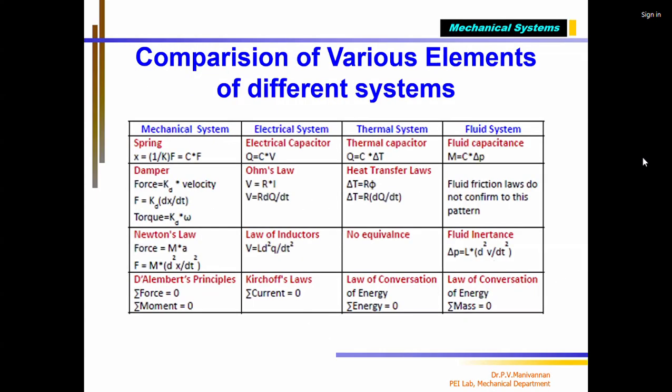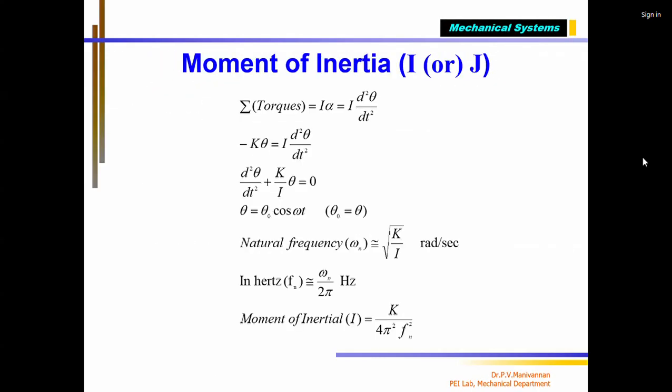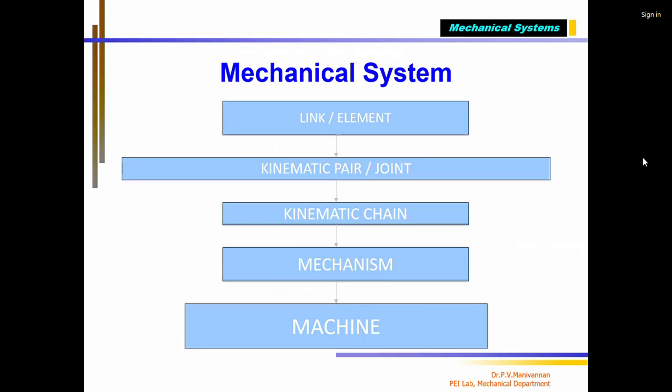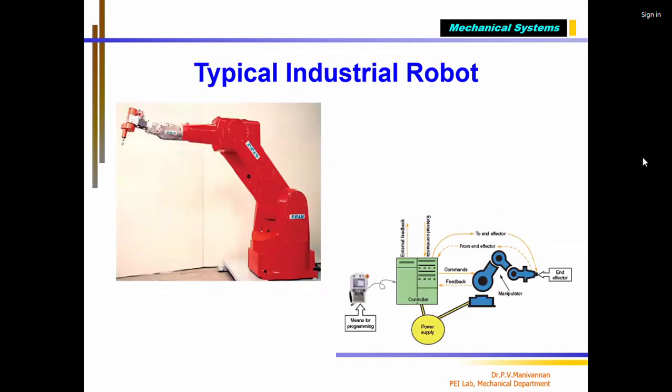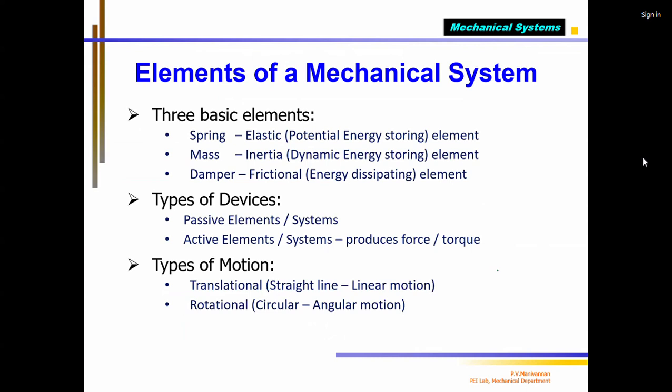Now that we saw mathematical modeling of many systems, starting from the basic elements of mechanical systems, correct? A machine can be anything which will have individual elements connecting together. They are called kinematic pairs. Then they become a kinematic chain. Then it becomes a mechanism. Small mechanisms join, and you have the machine, right? So the basic elements are spring element, mass element, damping element.